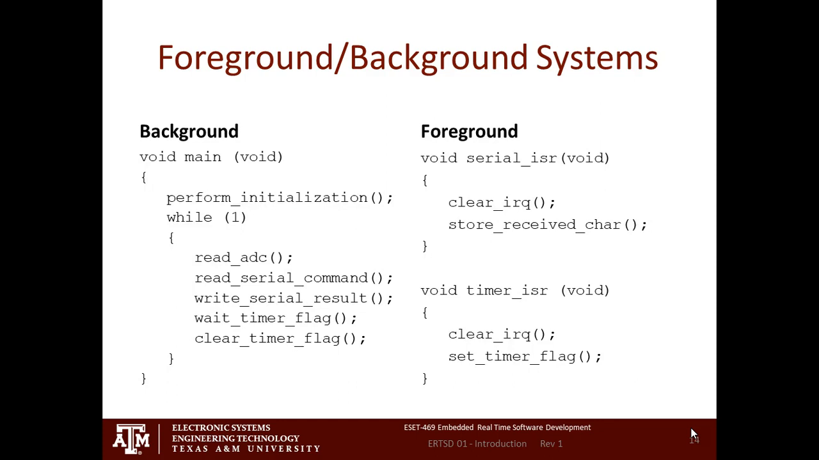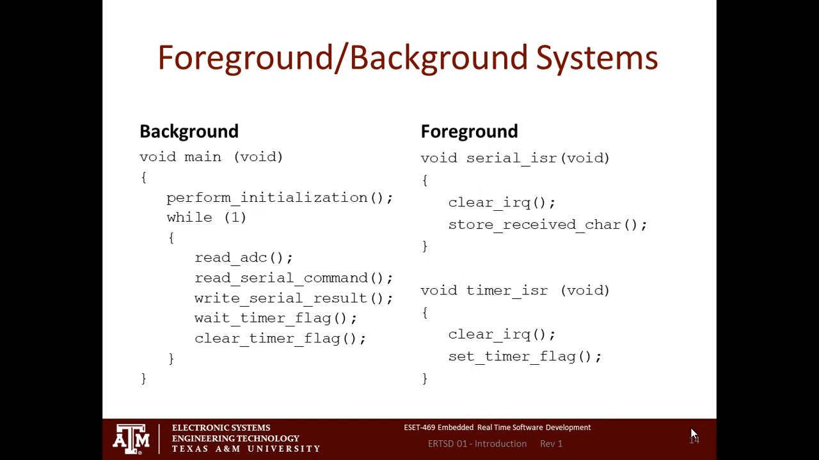So you can take a look at this foreground background system. The background stuff is your while 1, right? So you can see in this example, in the while 1, we're reading the A to D converter, we're reading a serial command, we're writing the serial result, we're going to wait for a timer flag, we'll clear the timer flag, and then we're going to do this all over again.